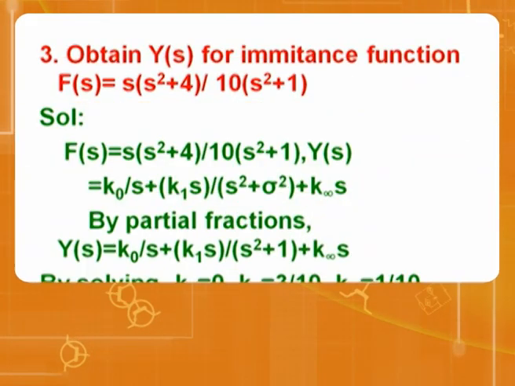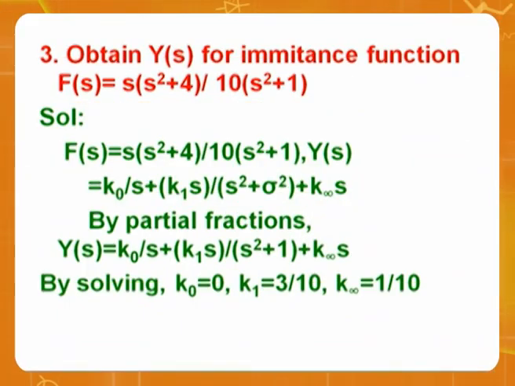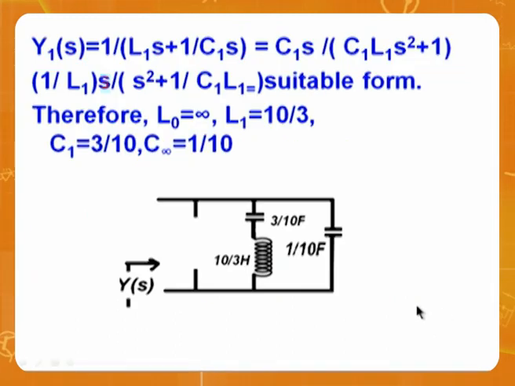Third problem. Obtain Y of S for the impedance function where F of S is 1 by S into S square plus 4 by 10 into S square plus 2. What is this actually? This is exactly opposite of the previous problem. Then from there you get the admittance function. Admittance means Y of S, K0 by S, K1 S and so on. And by solving you will get K0 is 0, K1 is this much, K infinity is this much. So these are the values you are getting for the admittance function.